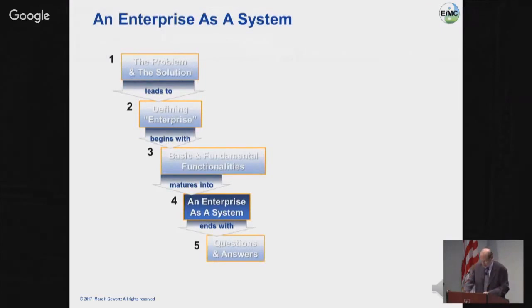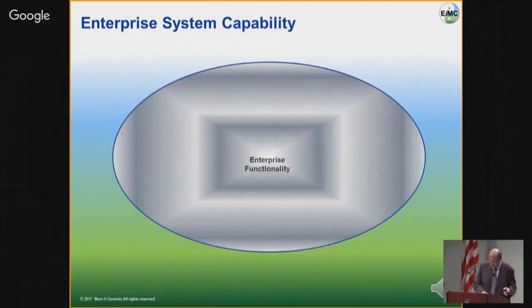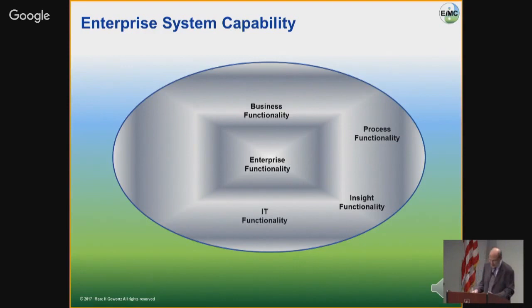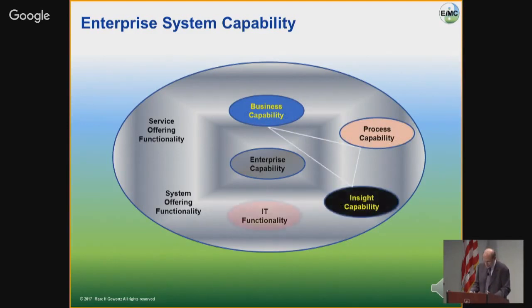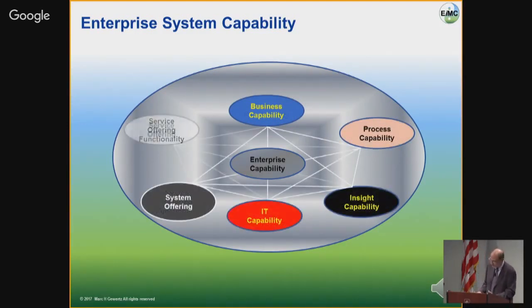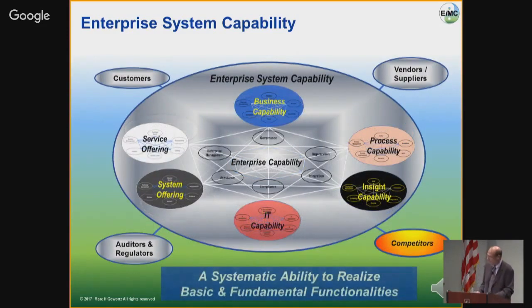Which finally brings us to looking at an enterprise as a system. Functionalities continue to increase in capability, capacity, size, and complexity, driving a need for the functionalities of the enterprise to have a systematic ability to work, realizing an interconnected and interdependent enterprise system capability, as covered in the following slides.